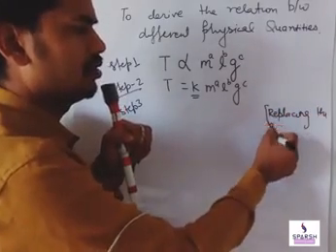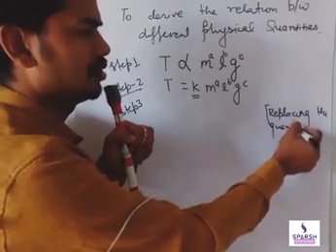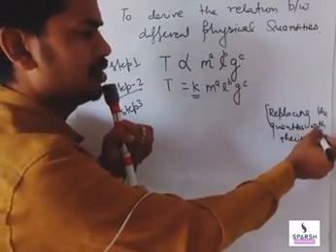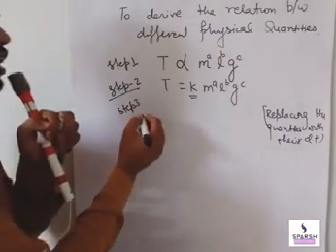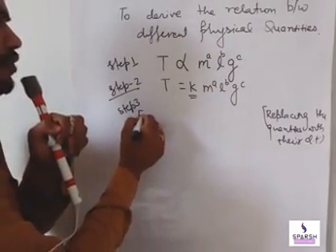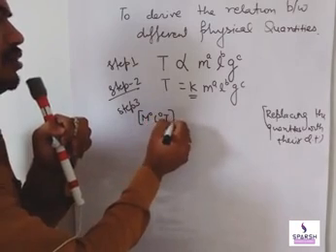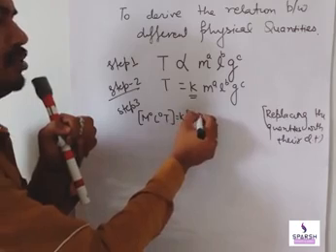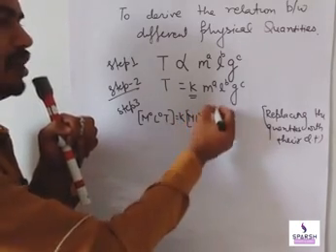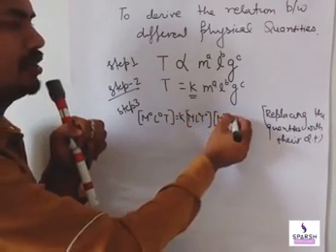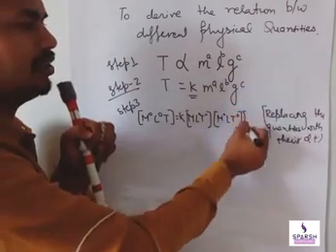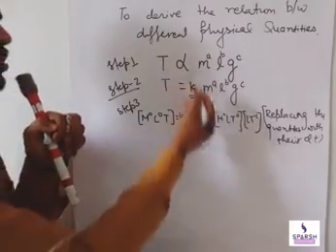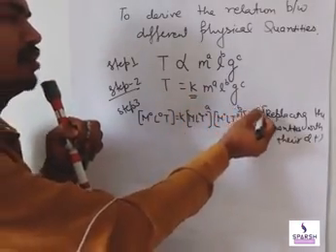What is the dimensional formula for time? Time will be M0 L0 T. What is the dimensional formula for mass? M L0 T0. For length, M0 L T0. And for acceleration due to gravity, L T to the power minus 2. And again the powers will be the same, that is a, b and c.